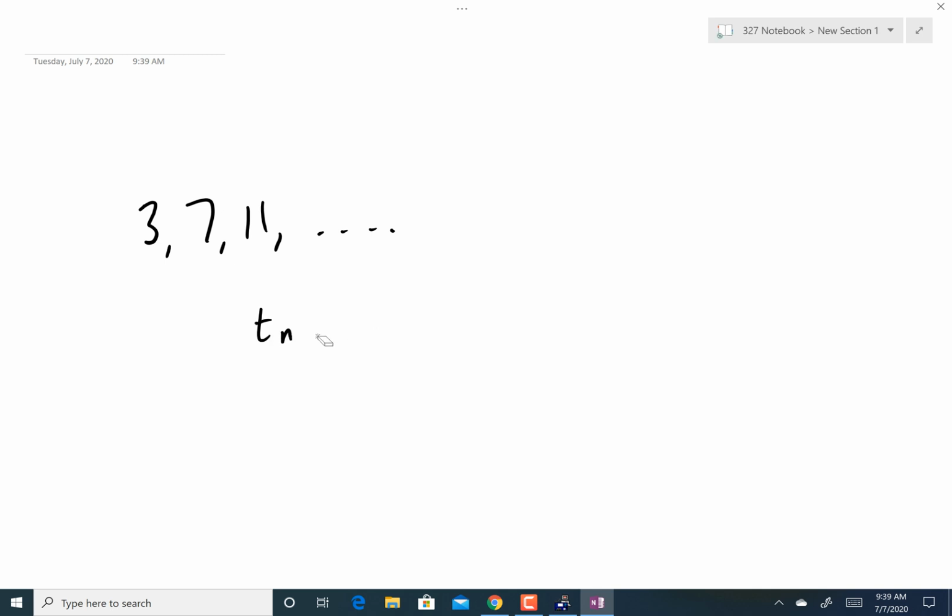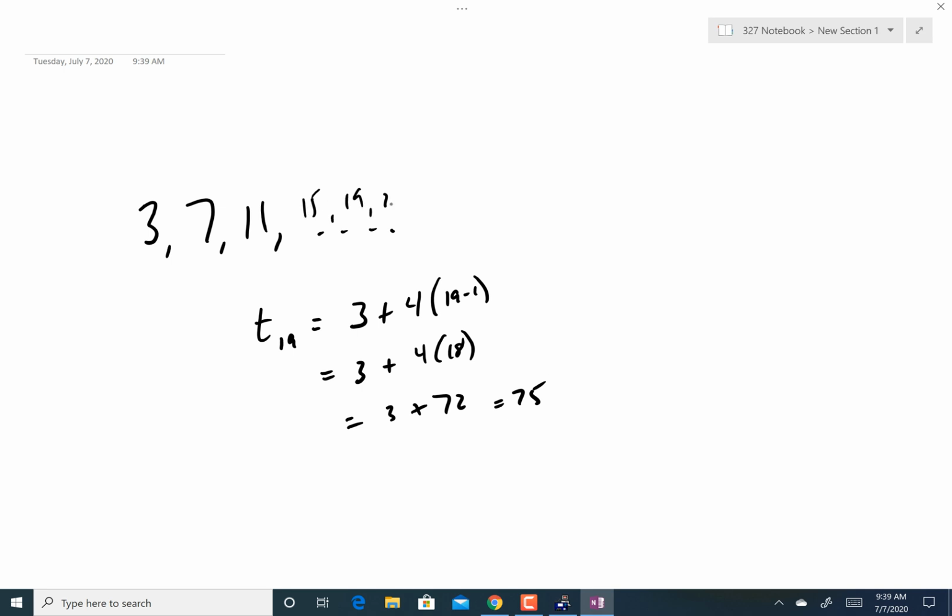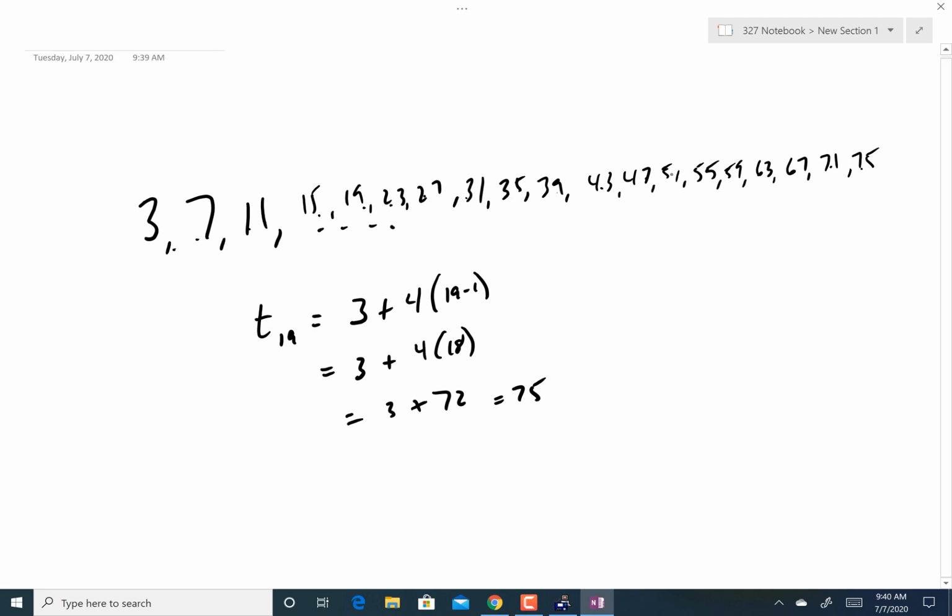So can you find me the 19th term? Probably 3 plus, what are we adding? We're adding 4 each time. Okay, does that make sense? 15, 19, 23, 27, 31, 35, 39, 43, 47, 51, 55, 59, 63, 67, 71, and that's the 19th term. That's all there is to it, friend. And again, I already showed you that, so it makes it kind of an easy deal there.